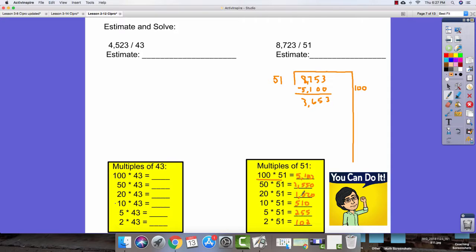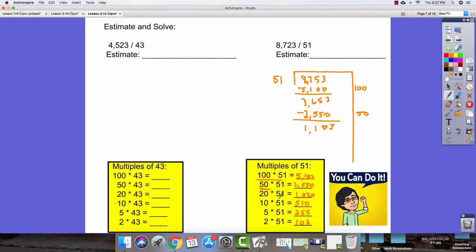Well, I'm going to look at my chart here again. I can use a 50 here because 50 times 51 is 2,550. So I'm going to use a 50. So 50 times 51 is 2,550. So I'm going to put my 50 here. That's my next partial quotient I'm going to use. And then I'm going to subtract. So 3 minus 0 is 3. 5 minus 5 is 0. 6 minus 5 is 1. And then 3 minus 2 is 1. So now I have 1,103 left to take out.